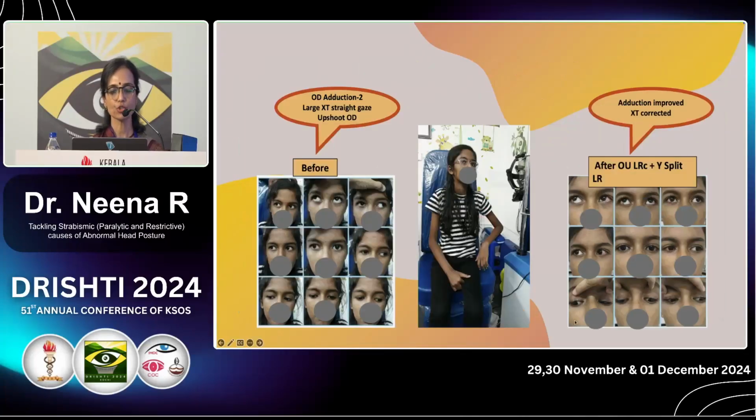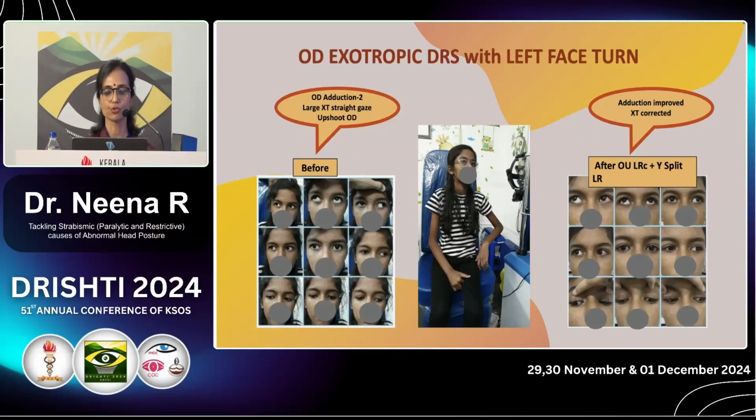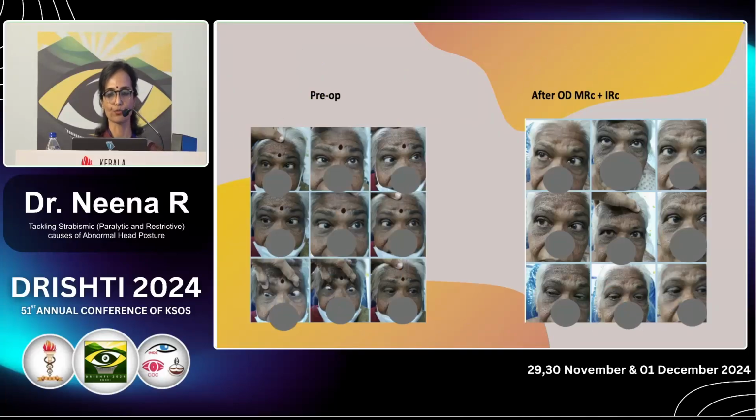So this is another child. You can see she has a left face turn, and this time the culprit is not the left eye, it is the right eye. You can see in primary position she has a significant exotropia and an adduction limitation with palpebral fissure changes and also an upshoot. So this is a classic exotropic Duane's retraction syndrome, and we did a lateral rectus recession with a Y-split of the lateral rectus in the right eye, and you can see she's much better, and the upshoot is also better controlled and the face turn improved.